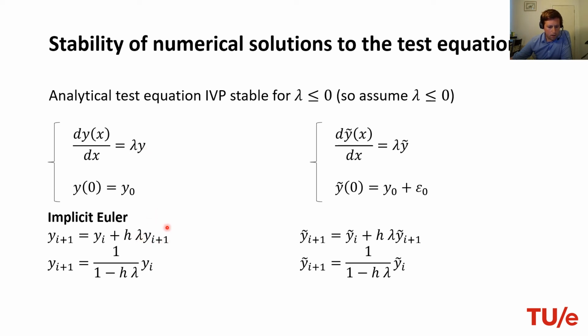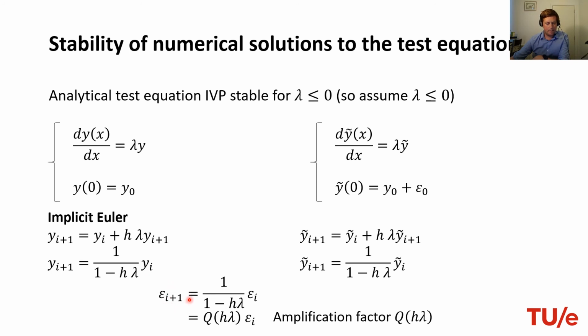And we can work this out a bit more and put the y at time step i plus 1 on one side and the y at step i on the other side. And then we find this factor that is multiplied with the solution value in the current time step. So again, defining this difference as the difference between the perturbed and the original solution to the unperturbed ODE, we find that the amplification factor in this case is 1 over 1 minus h lambda.